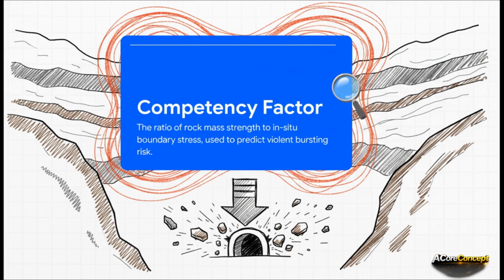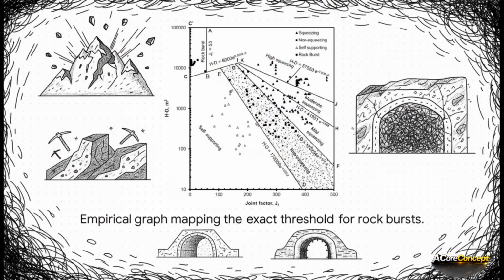Instead, when the stress exceeds the rock's strength, it violently ejects material into the tunnel to rapidly release all that pent-up elastic strain energy. What's really fascinating about the data we have on this is how it mathematically correlates the joint factor of the rock directly to the specific failure mode. There's a very clear threshold. You can map exactly where conditions flip from squeezing on one end to self-supporting in the middle and finally crossing that critical boundary into lethal rock bursts on the other end.